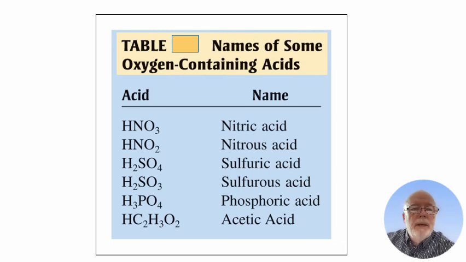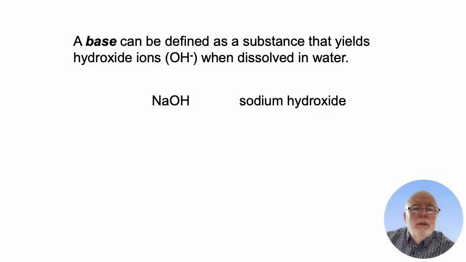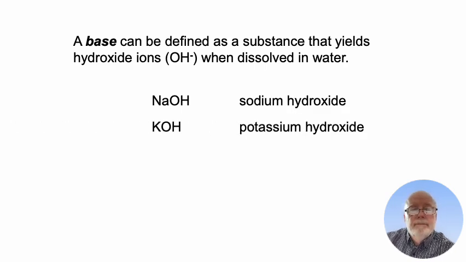Right. Now, what is a base? Again, a base is a substance that can produce hydroxide ions when dissolved in water. Well, here are some common ones. Sodium hydroxide, NaOH. This is in Drano. KOH, potassium hydroxide. This is called caustic lye. And they all can be burning to the skin if concentrated enough.